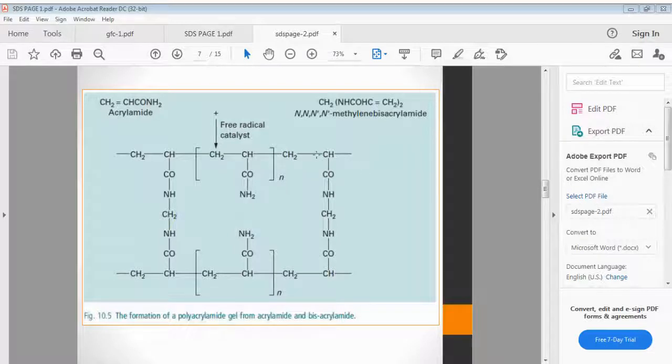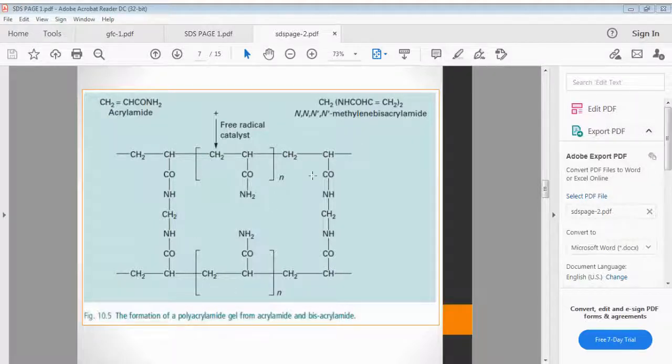This is catalyzed by free radical formation. The free radical formation is first initiated by APS, and then it is continued by TEMED. You can see this molecule is the bisacrylamide. You can see the number of acrylamide molecules is more. 28.8 grams of acrylamide is used to prepare the gel, and only 0.8 grams of bisacrylamide is used. The percentage of bisacrylamide is very, very less when compared to the acrylamide.